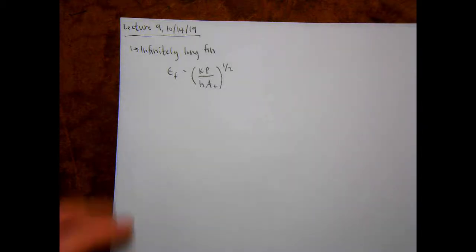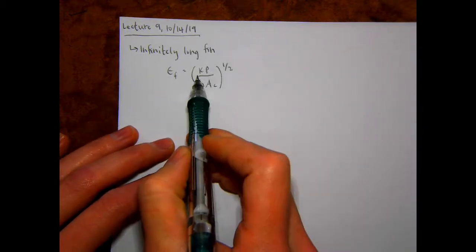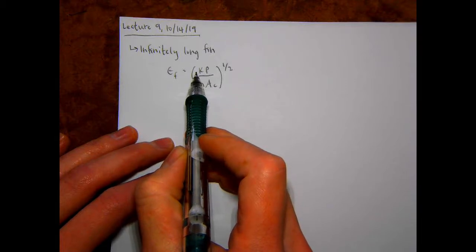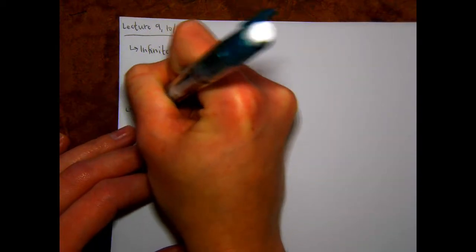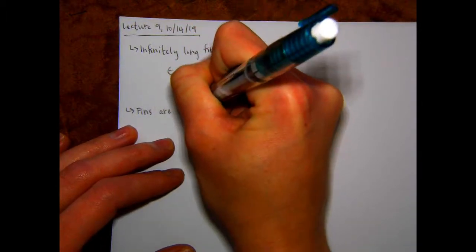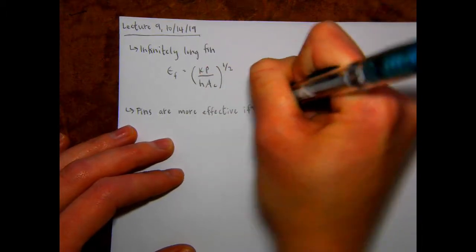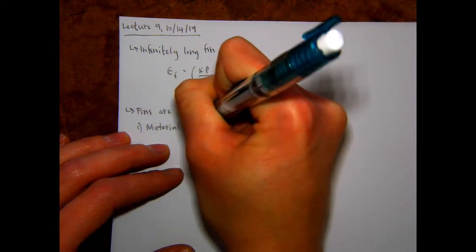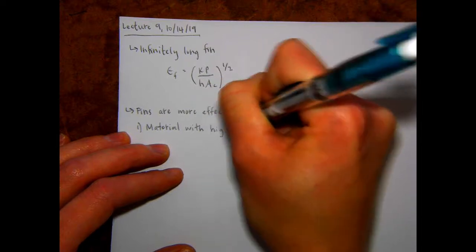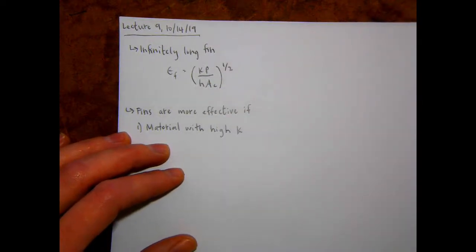Looking at this equation, we can see that the fin effectiveness is going to increase when k is higher. So fins are more effective if you use a material that has a high k. And you should have seen this in your lab, where the fins that were made of materials with higher thermal conductivities had higher temperatures at the tip of the fin.